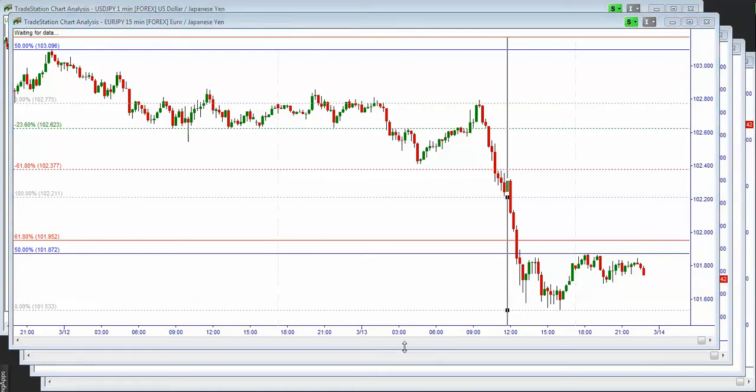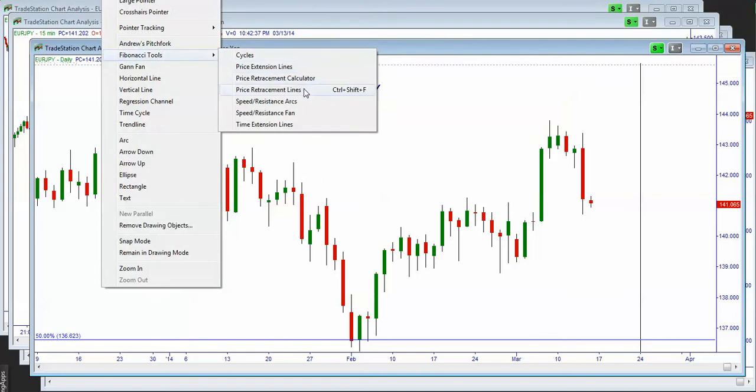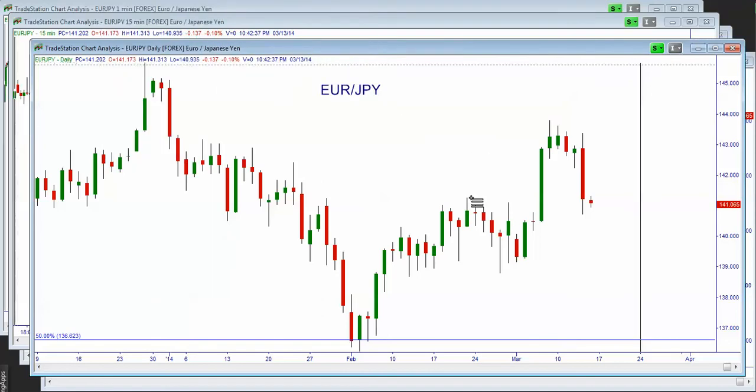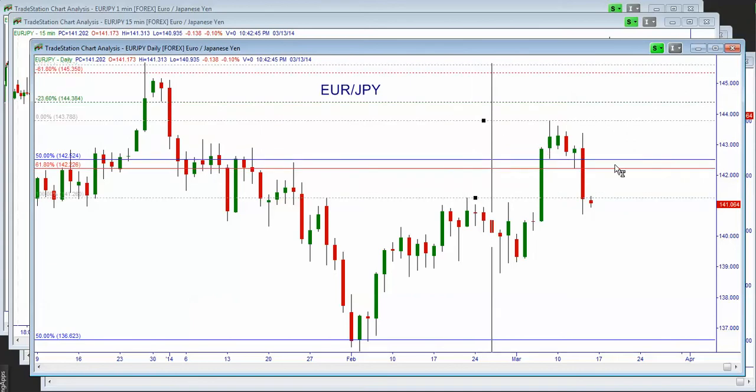Moving to the euro versus the Japanese yen here, same story for all these markets. And actually, you will remember that yesterday I provided a level of support which was nicely respected here.